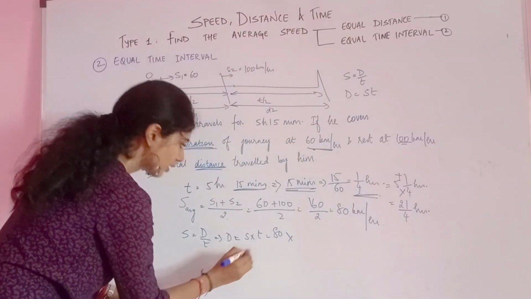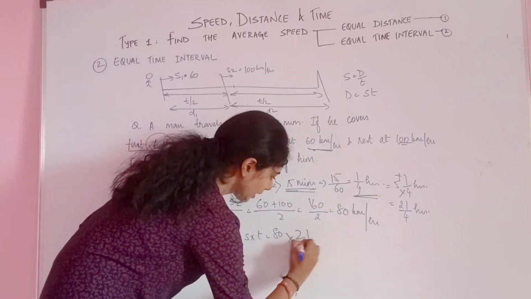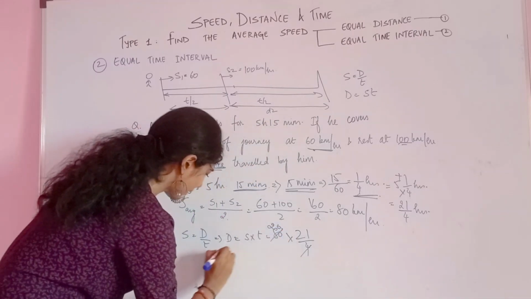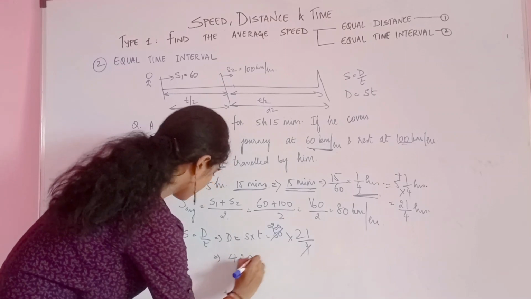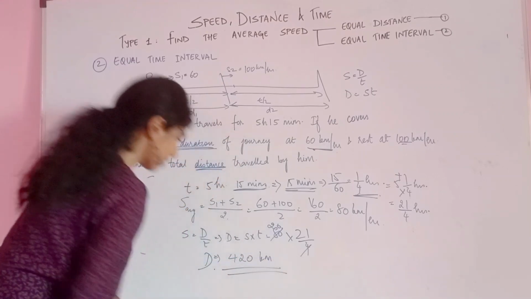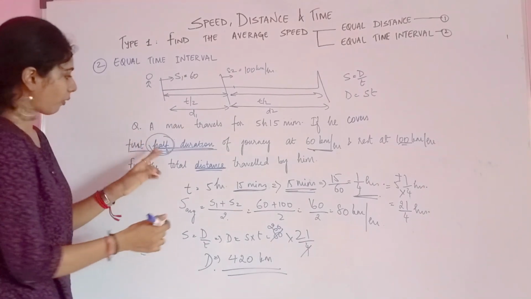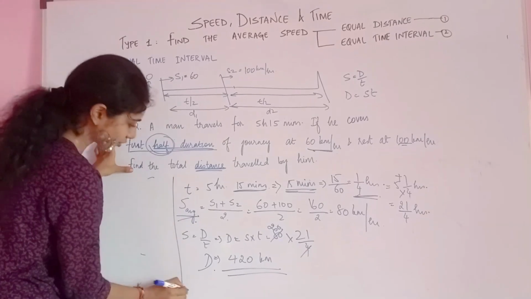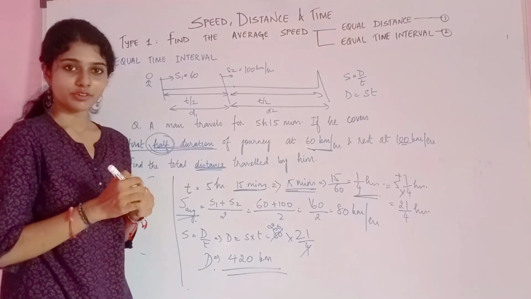Alright. So the time 80 into the time is 21 by 4. So it gets cancelled. So it is 20 into 21, which is 420 kilometers. This is going to be our distance. So this is the answer for this question. So simple, right? If you know the S average formula, directly you can, in just 4 steps, arrive at the answer, right? So see you in the next module.